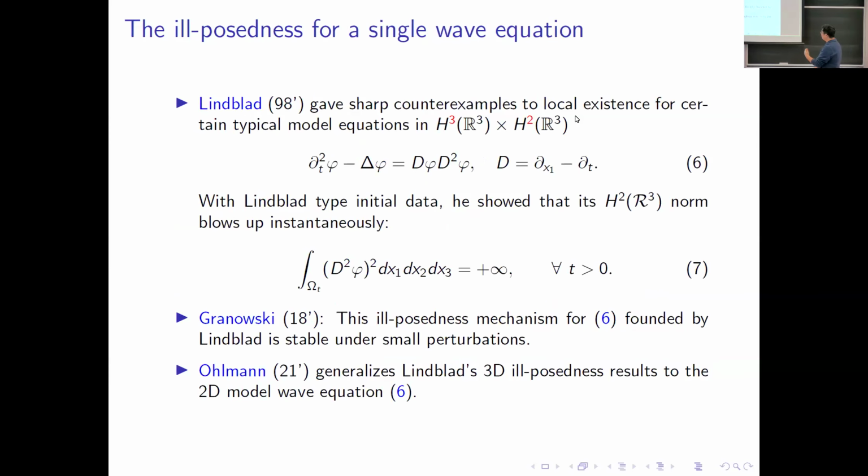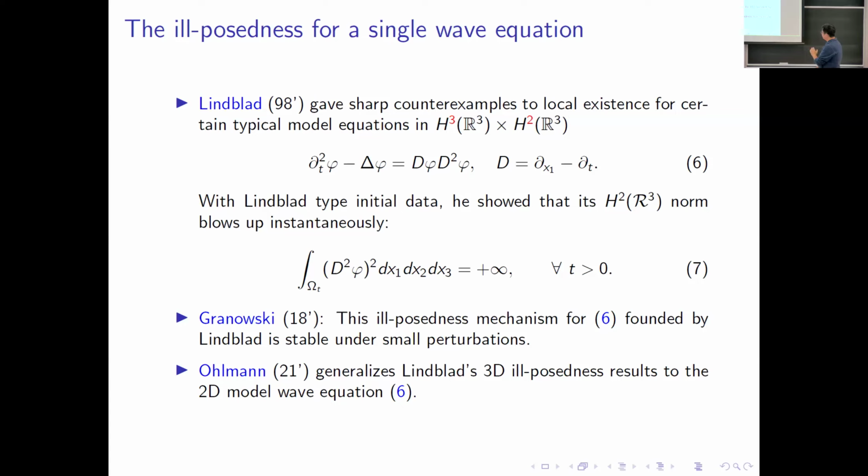For the ill-posedness part, in 1998 Lindblad gave sharp counterexamples to local existence for certain typical model equations in R^3. Equation 6 is the equation he was considering. Note that this equation is well designed, of a very particular form, where D is like partial x1 minus partial t.